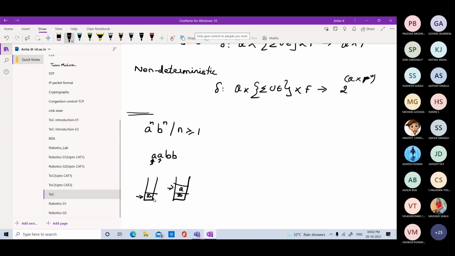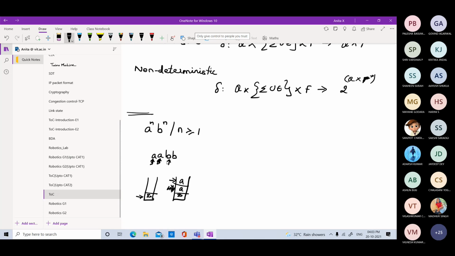My stack is empty, so I have to push A inside the stack. Okay, so I have pushed A inside the stack. Next, the top of the stack symbol is A, and my input symbol is A. Both are the same, so I'll be pushing A again inside the stack. Now my stack symbol is A and my input symbol is B.